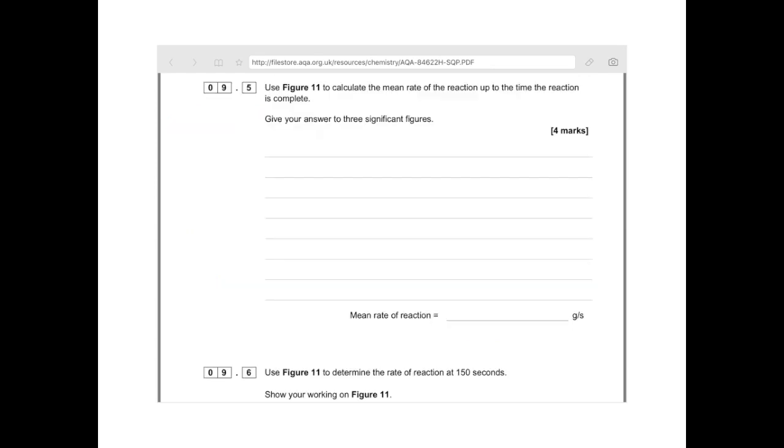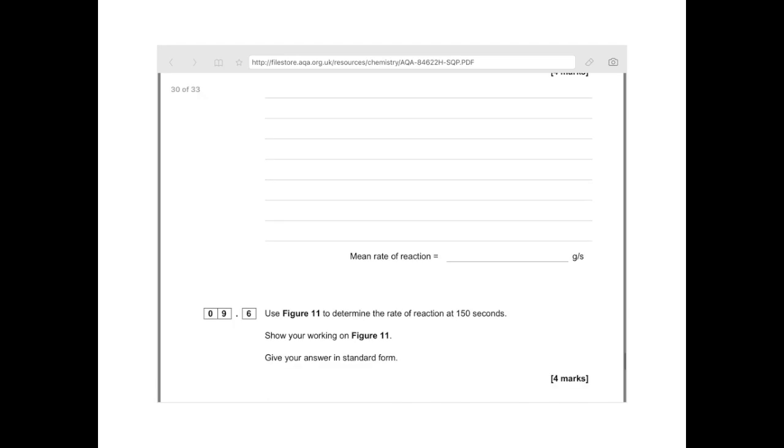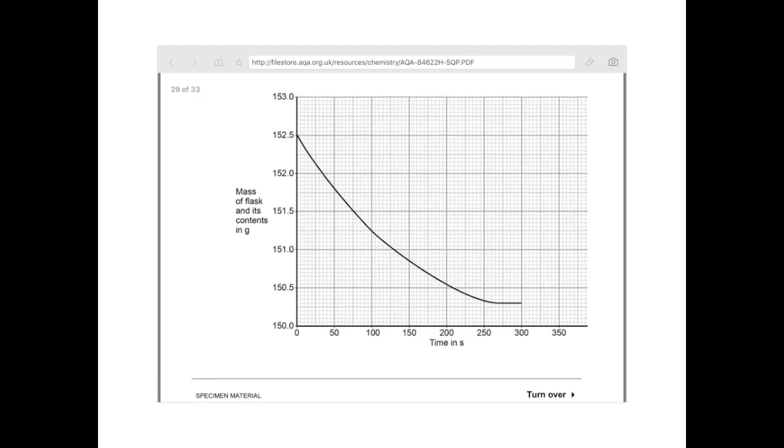Use figure 11 to determine the rate of reaction at 150 seconds. Show your working on figure 11. Okay, scrolling back up then, so 150 seconds, which is here. We need to work out the tangent. So you're going to use your ruler and draw a nice straight line on top of that.